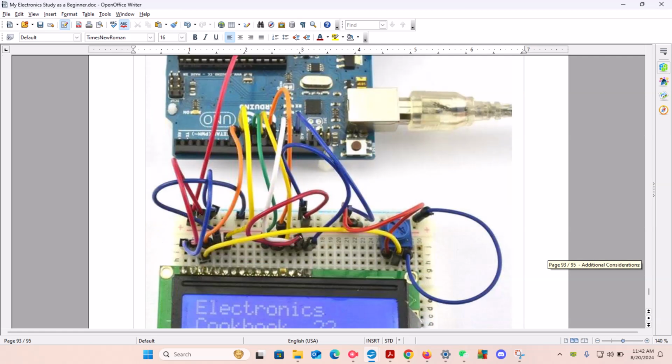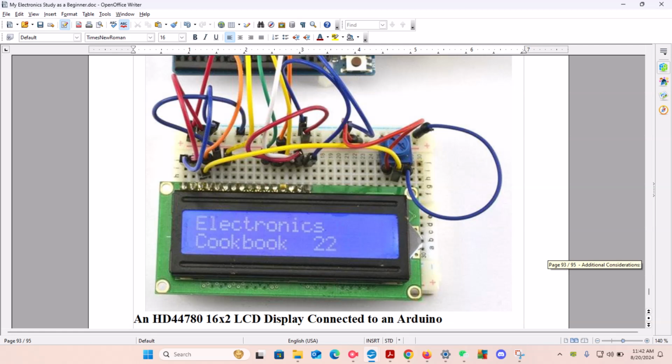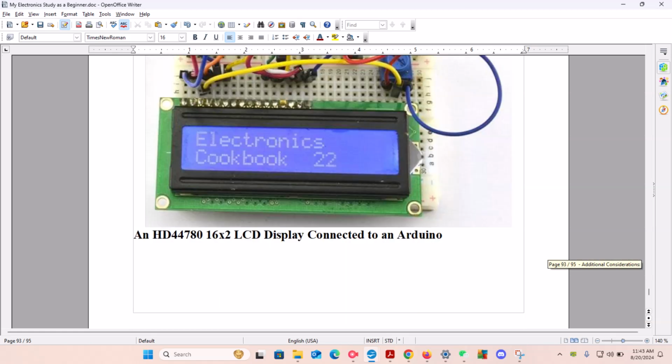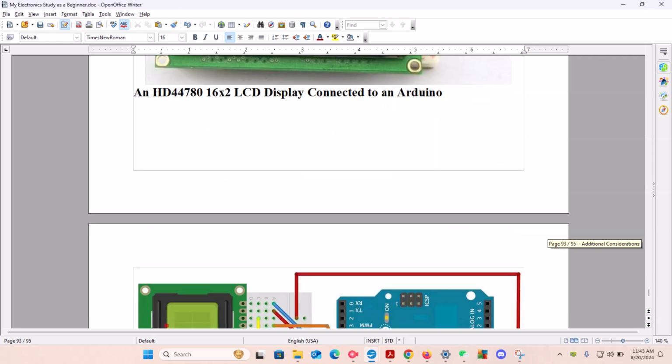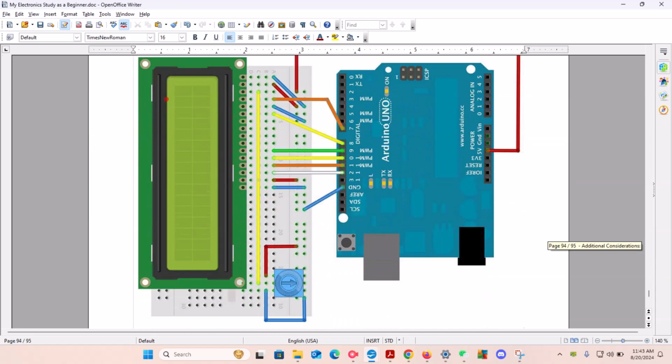Furthermore, when you look at the next example here, we also see an Arduino Uno, and you notice it's connected through the breadboard, and the display is connected to the breadboard itself, and that is an HD44780 16 by 2 LCD display connected to an Arduino.